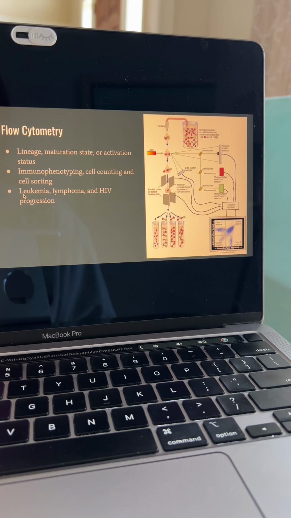The principle is that it analyzes cells in fluid suspension based on their physical and chemical characteristics by having cells labeled with fluorescent antibodies pass through laser beams for analysis of fluorescent emissions and scatter. And this can be applied in immunophenotyping, cell counting, and cell sorting. And clinically, it can be used to diagnose leukemia, lymphoma, and the progression of HIV.